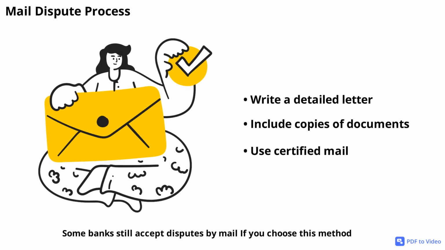Some banks still accept disputes by mail. If you choose this method, write a letter explaining the issue and include copies of all supporting documents. Send your letter to the address provided by your bank and consider using certified mail for tracking. Keep a copy of everything you send. While this method can take longer, it provides a paper trail that may be helpful if your dispute is complicated.